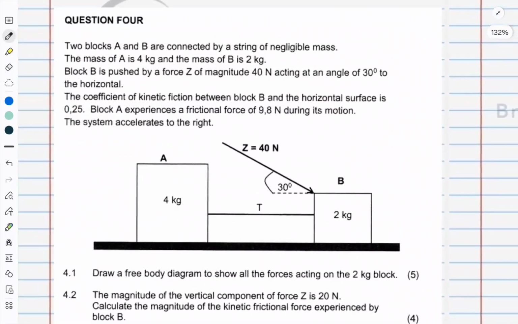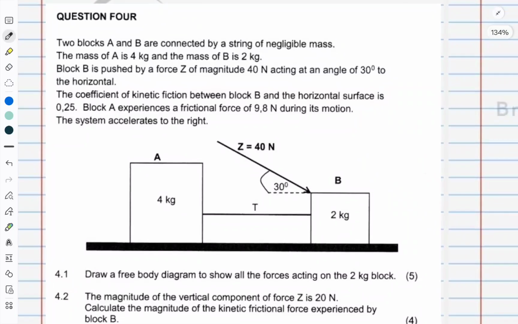We have two blocks, A and B. These are connected by a string of negligible mass. The mass of A is 4 kilograms and the mass of B is 2 kilograms. Now block B is pushed by this force Z, or as the Americans would say Z, but let's say Z, of 40 newtons acting at an angle of 30 degrees to the horizontal.